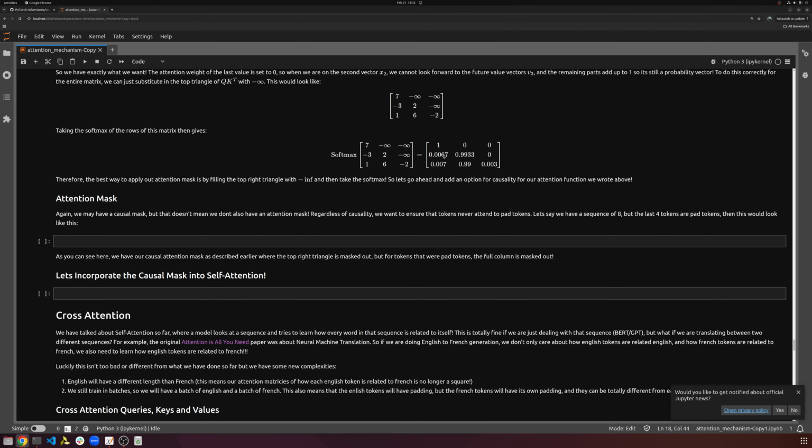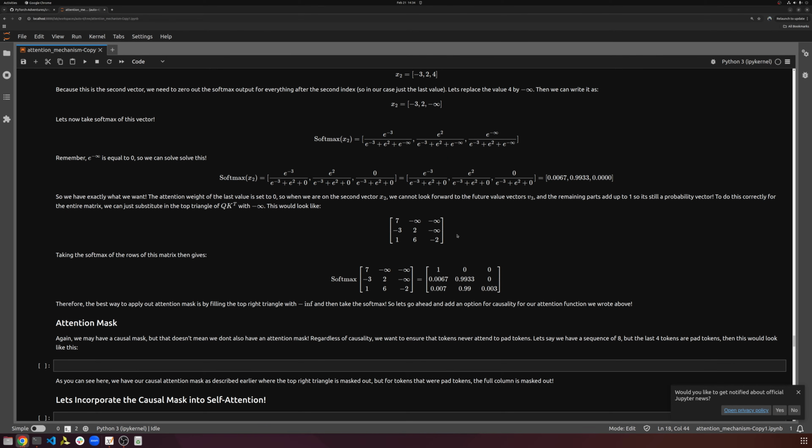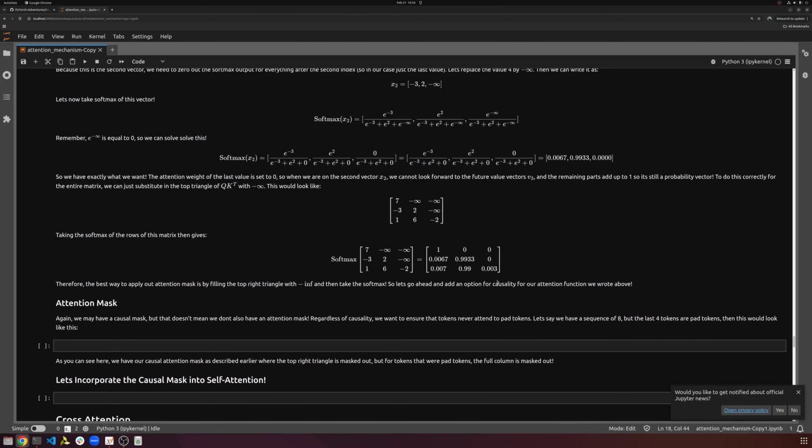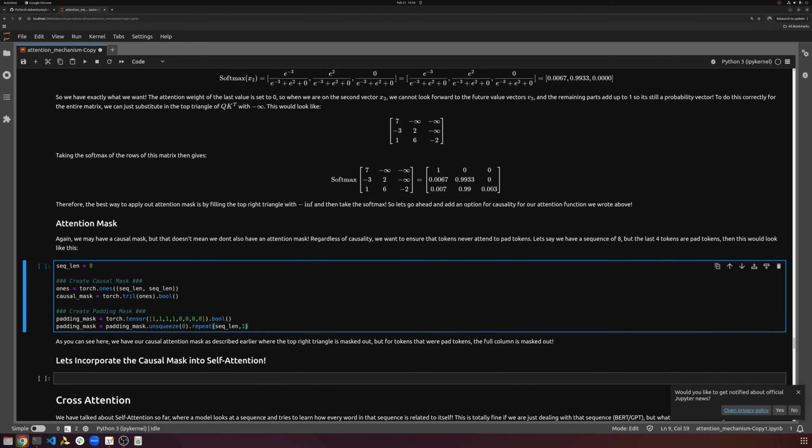So let's go ahead and talk about how we can do this. This should be very familiar. Nothing changed. You can look through this math. This math is identical to everything we did. It's just instead of filling columns with negative infinity like we did, we want to fill this top right triangle with negative infinity. Nothing else changes. So I'm going to just go ahead and copy this little piece here to create the data. There we go.